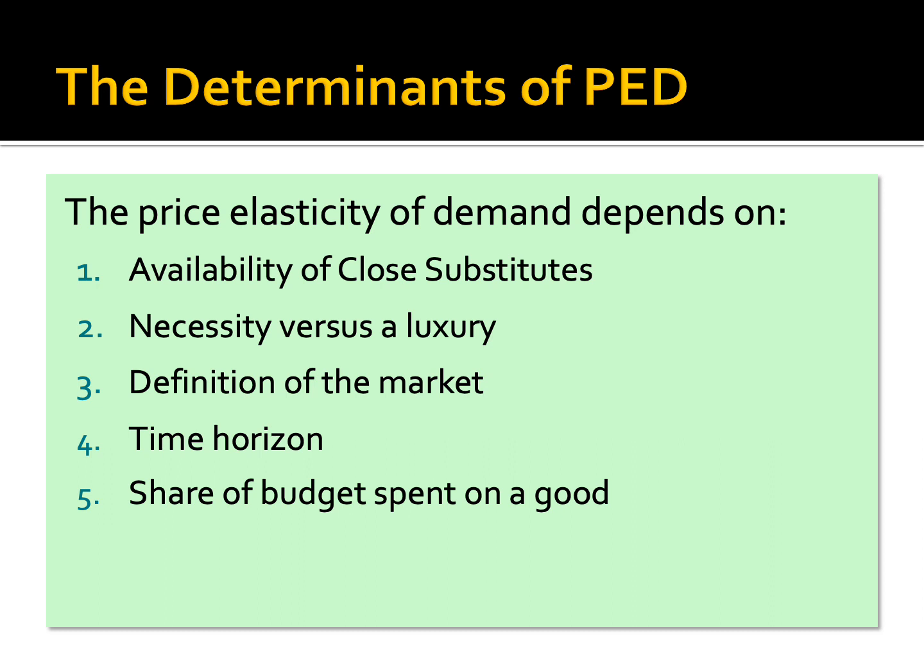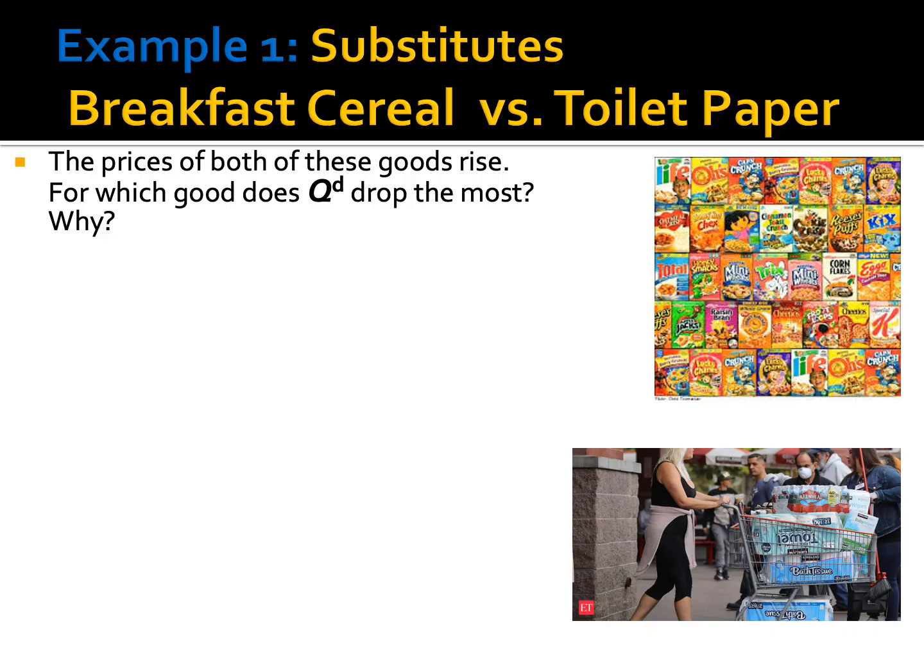The next series of examples will go through each one of these 5 determinants where we'll look at a set of 2 goods and we'll try to determine where the quantity demanded change will be greater as a result of the change in price. Example 1, substitutes or availability of substitutes. So we're looking at 2 goods, breakfast cereal versus toilet paper. Let's pretend the price of both of these goods go up.